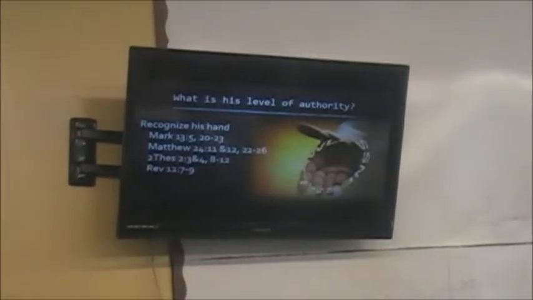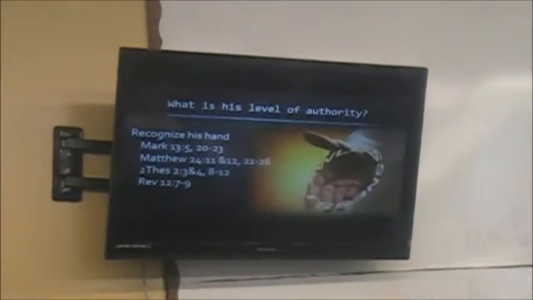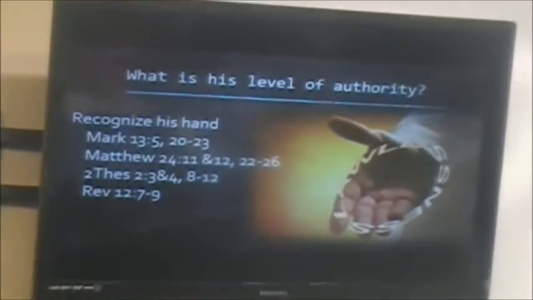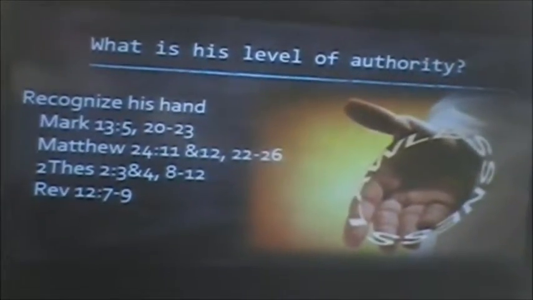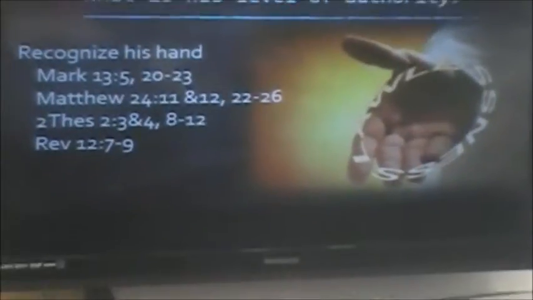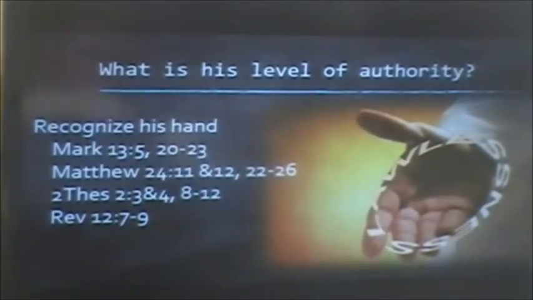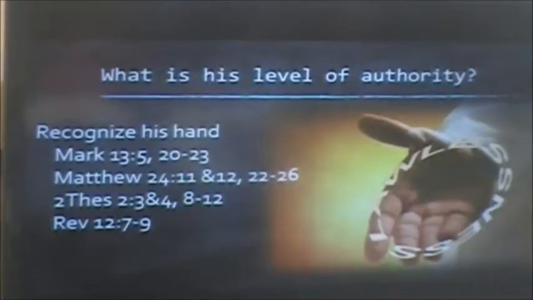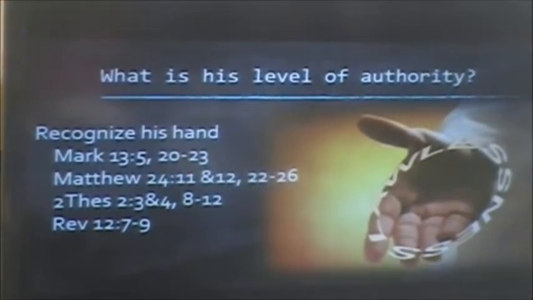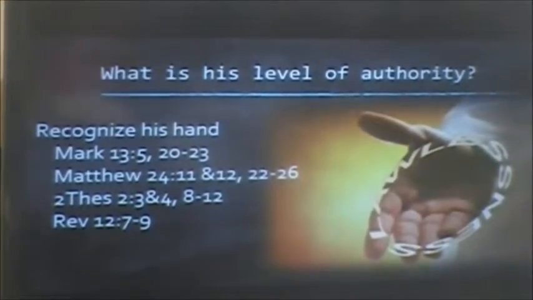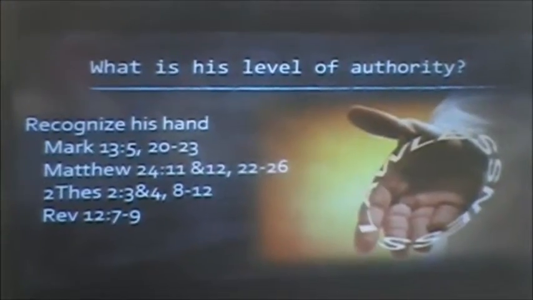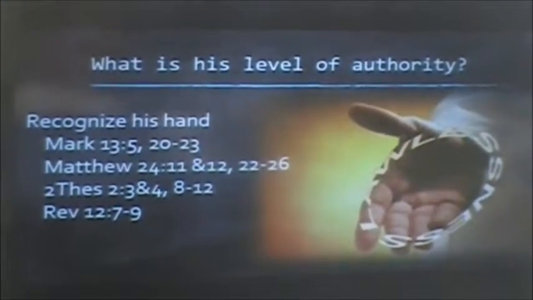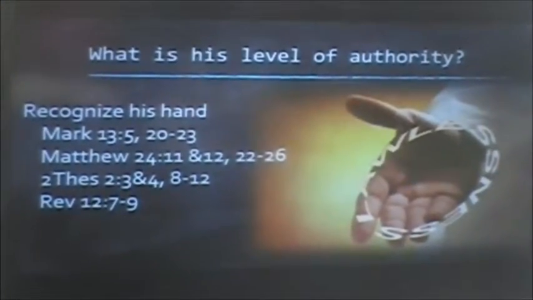Now let's go to 2 Thessalonians. We're going to go to 2 Thessalonians and look at more of this leading astray. And we're going to go to the 2nd chapter, 2 Thessalonians, 2nd chapter, verses 3 and 4. Then we're going to read from 8 through 12.